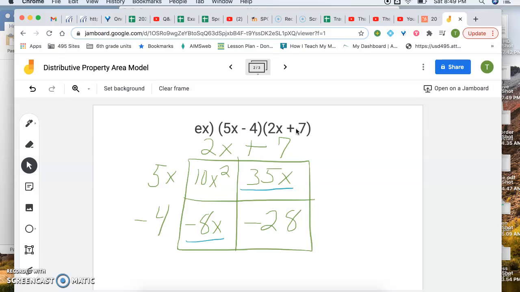Those are going to be like terms, so we can go and combine those as we go ahead and write out our new polynomial. So there's only this one x squared term, so we can go ahead and keep that as our 10x squared. We can go ahead and start combining our like terms here. The 35x minus 8x. That'll give us a 27x, or a positive 27x. We'll write that as a positive 27x. And then last, we just have that negative 28. So we'll write that out as a negative 28. And that would give us these two binomials multiplied.